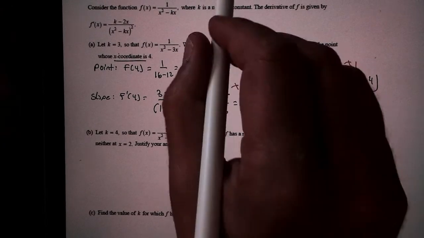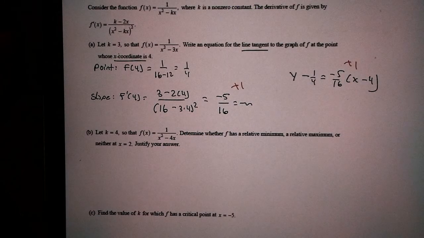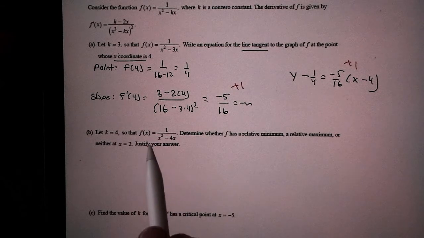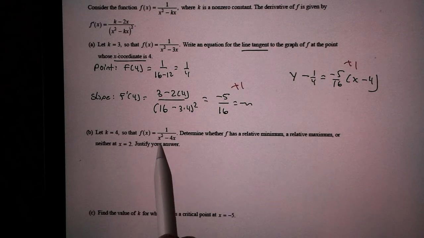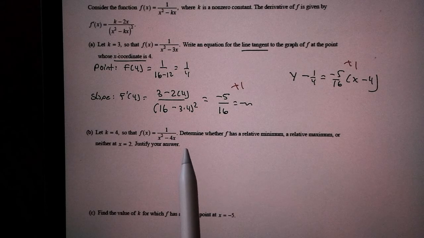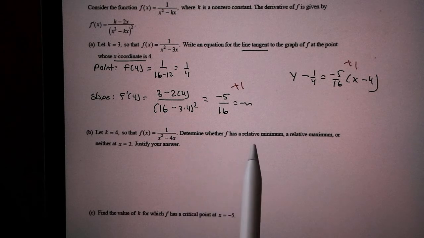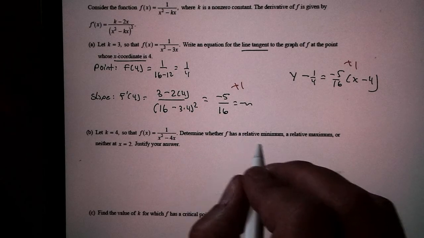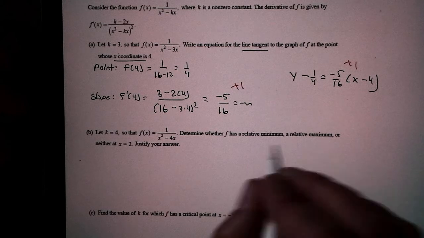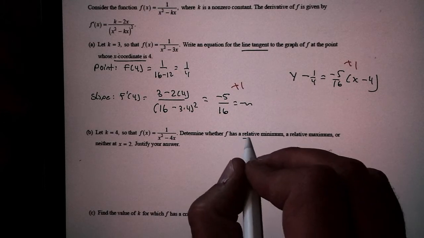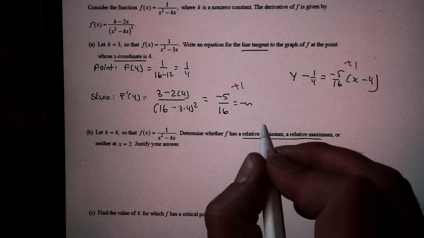Part B says, let k now equal 4 so that f of x equals 1 over x squared minus 4x. Determine if f has a relative minimum or relative maximum, or neither at x equals 2. So I'm thinking first derivative test, since they already gave it to me.